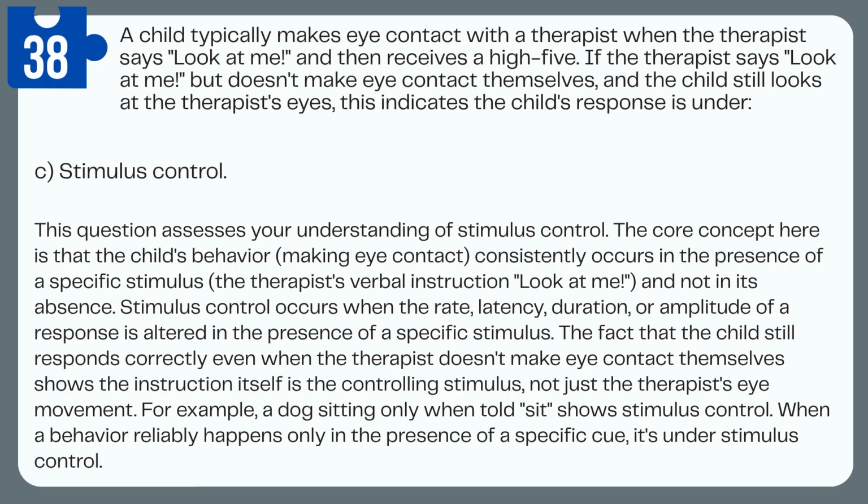For example, a dog sitting only when told sit shows stimulus control. When a behavior reliably happens only in the presence of a specific cue, it's under stimulus control.